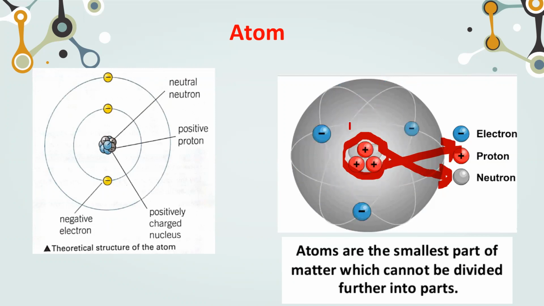Around the nucleus, some orbits are there, and through such orbits or paths, the electrons revolve around the nucleus. These are called orbits or shells. The particles revolving around the nucleus are called electrons. Electrons have a negative charge. Electron and proton have equal but opposite charges, and the mass of the electron is very much less than that of protons and neutrons.